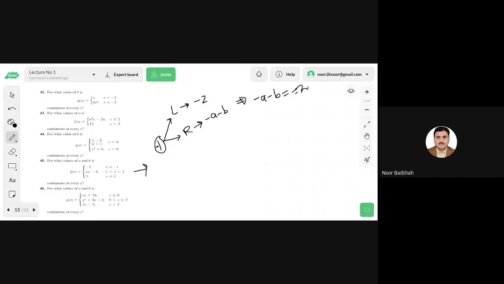Then after this you will check its limits at 1. So at 1, the left hand limit will be a - b, while here the right hand limit will be simply 3. We want this function to be continuous, so a - b should be 3.